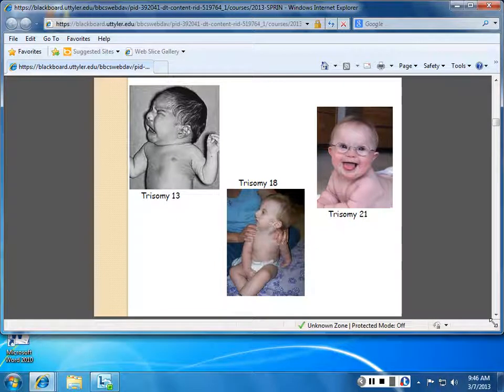Trisomy 18 also has what's known as rocker bottom feet. If you look at their feet, instead of being flat, they're like a rocker bottom, a prominent heel, and it curves that way. Everyone knows our little friend with Down syndrome.